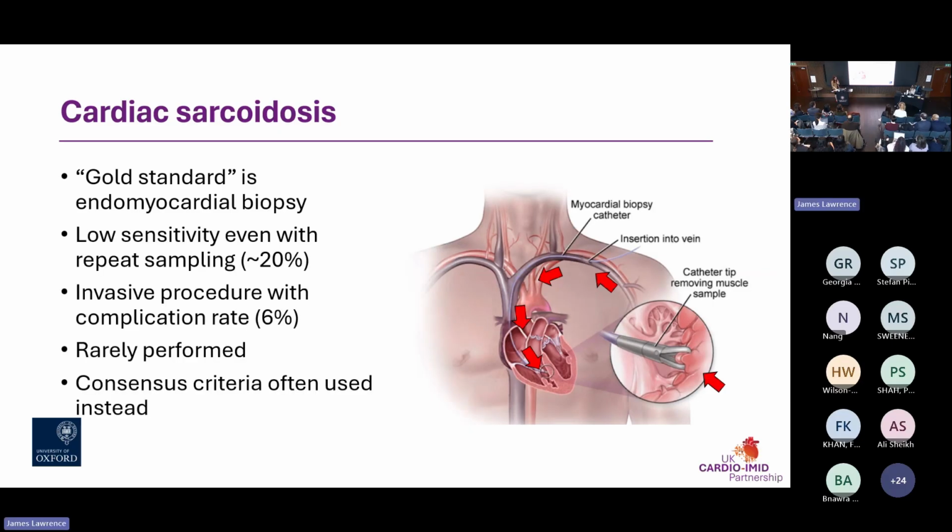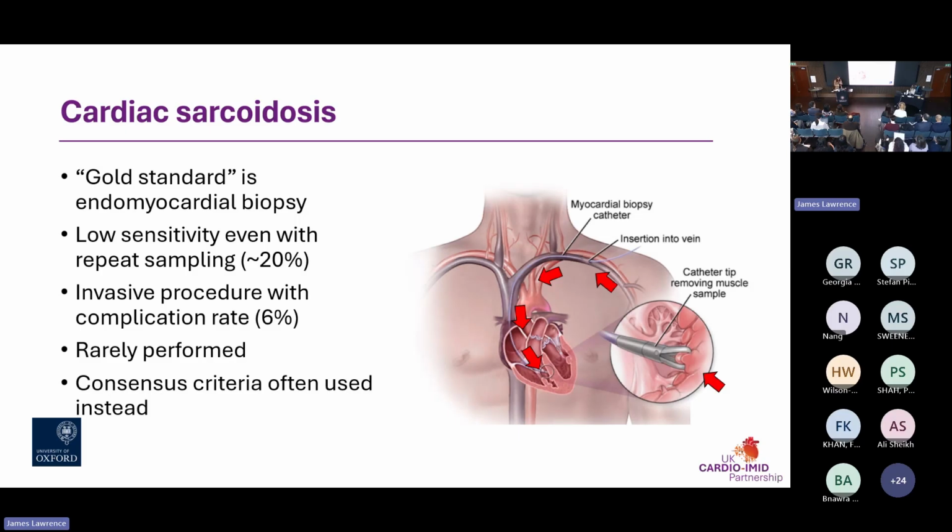However, there are problems with it. We know that this has quite low sensitivity. Cardiac sarcoidosis is a patchy disease, so if you sample an area that doesn't have it, it will come back as negative. It is also an invasive procedure with a complication rate. Additionally, we don't do it very often.